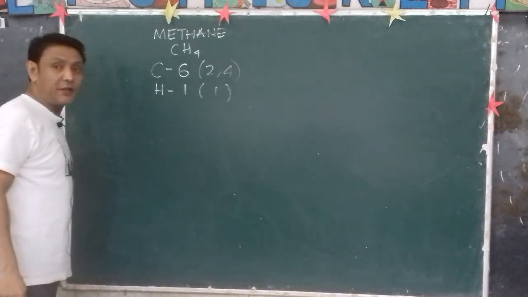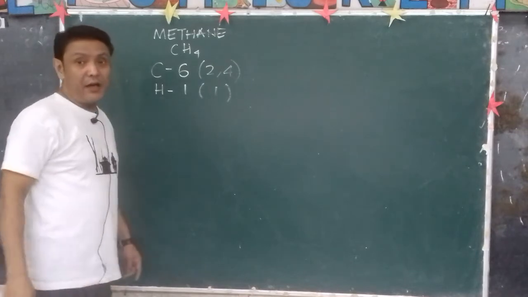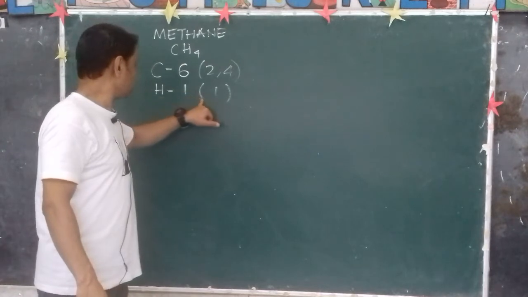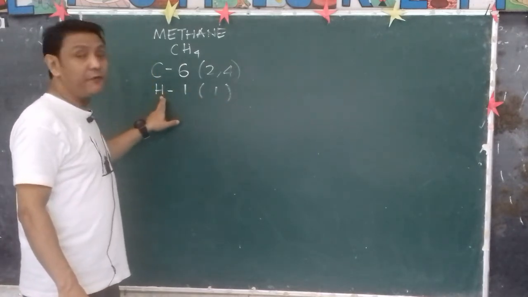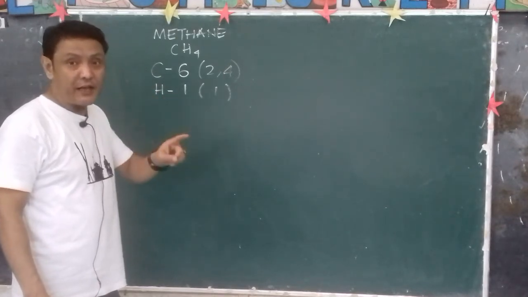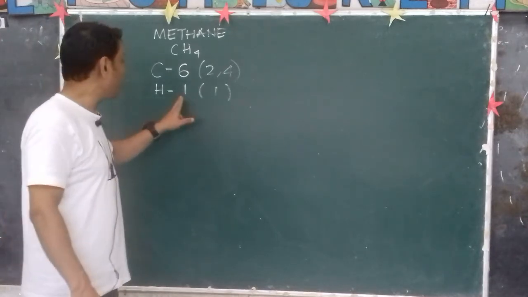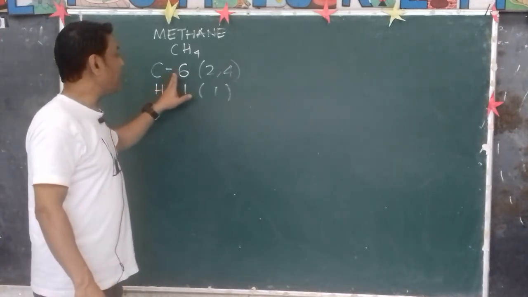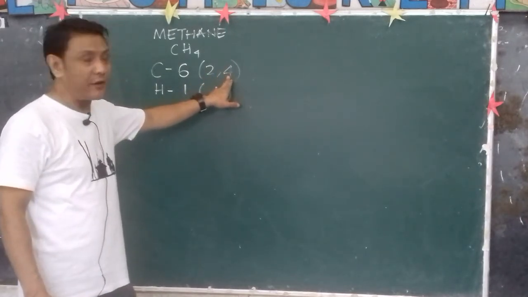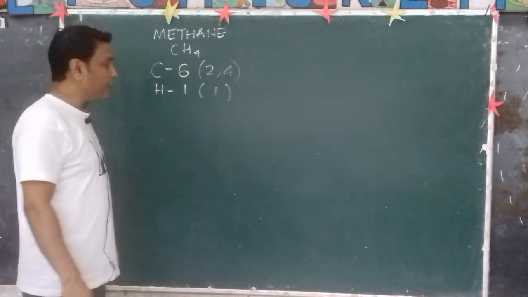Hydrogen has only one electron in the first orbit. Now we very well know that hydrogen follows the duplet rule. Since it has only one shell, the maximum number of electrons you can have in the first shell is 2. Whereas carbon has a second shell, where the maximum number of electrons you can have is 8. So therefore, the carbon will follow the octet rule to have a stable electronic configuration.